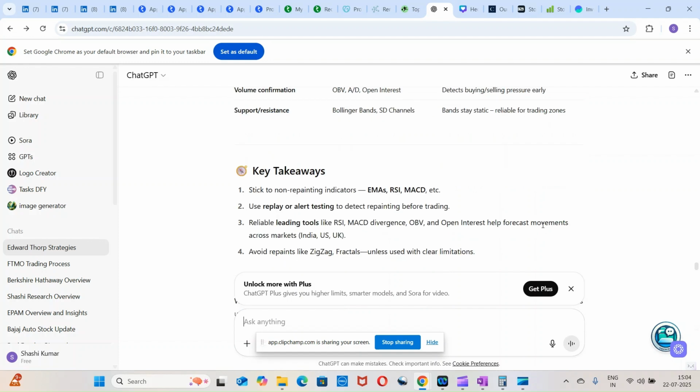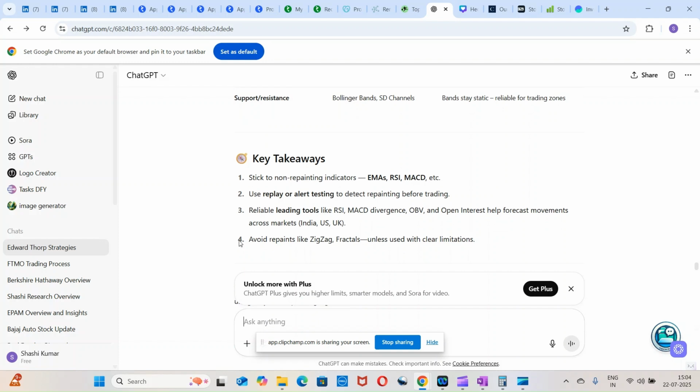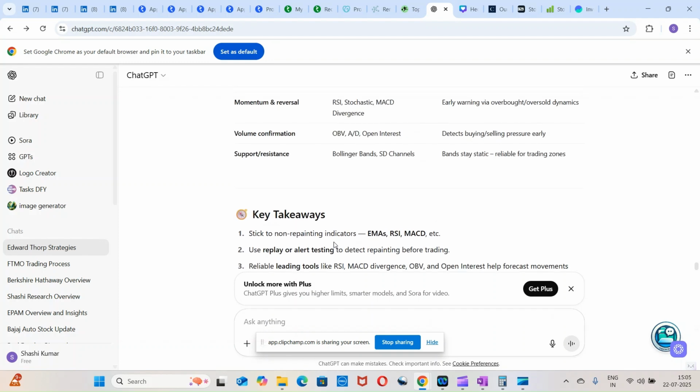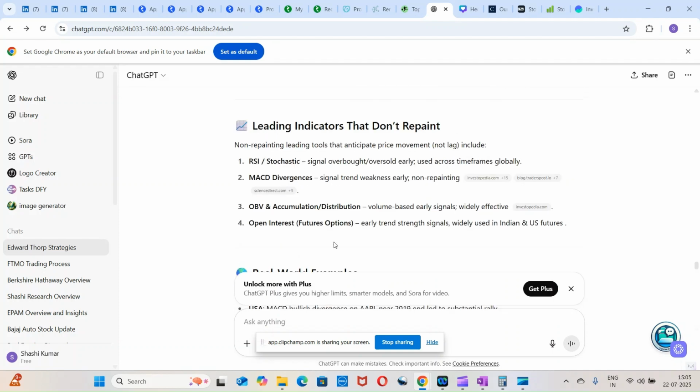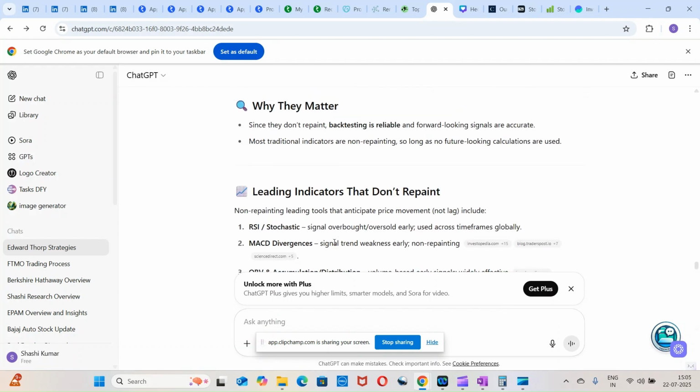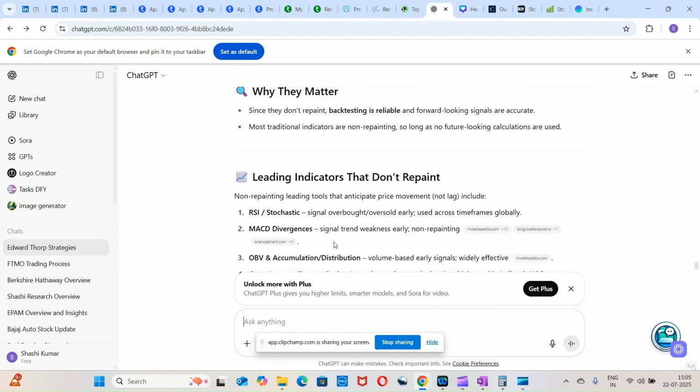The key takeaways: stick to non-repainting indicators like EMA, RSI, MACD, etc., and use replay or alert testing to detect repainting before trading. Reliable leading tools are RSI, MACD divergence, OBV, and open interest, which will help you forecast movements across markets: India, US, and UK. Avoid repainting indicators like zigzag and fractals, which have limitations. So that's the thing today, guys: non-repainting indicators and leading indicators are more reliable and match your backtest results with the forward test as well as actual live results.